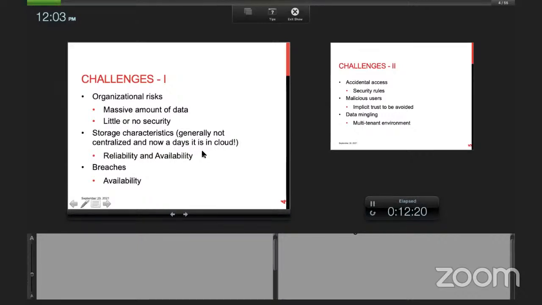But obviously, if it is in the cloud, then the other characteristics that cloud servers have, the storage or the database, we will have to deal with, and that is the reliability and the availability. When some breaches occur, the availability is affected, which we utterly do not want, because availability of health data is a must. The doctor, the physician, or whoever the healthcare professional is, must be able to take decisions then and there, and hence must always be aware of what is happening to the patient.